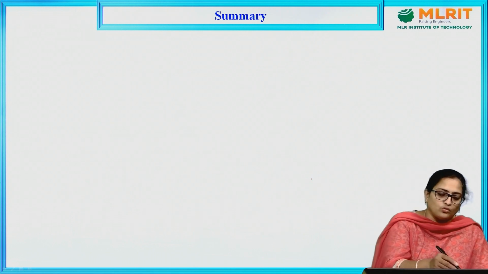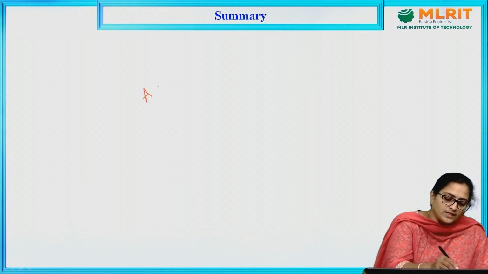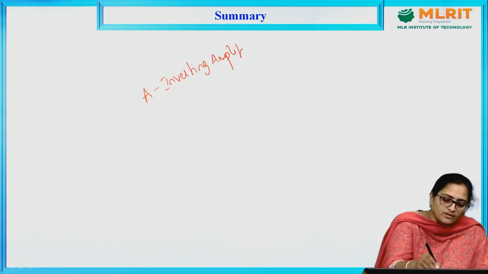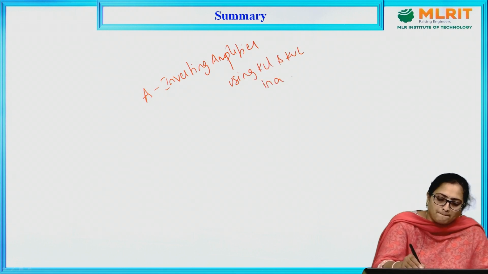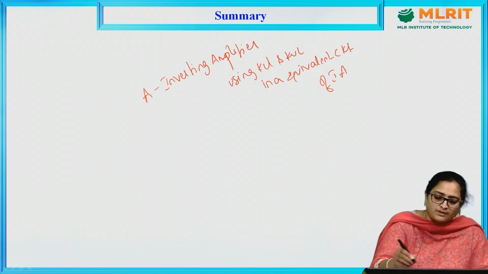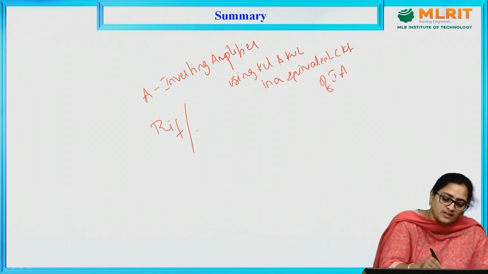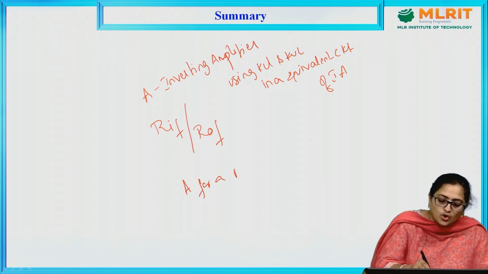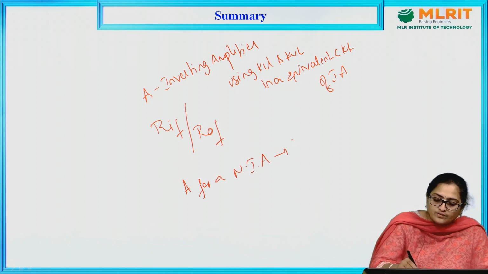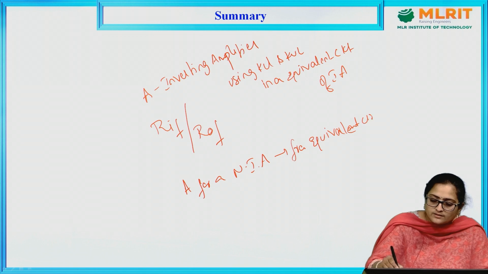So, today in this video, I have discussed the gain of an inverting amplifier, how to determine the gain of an inverting amplifier using KCL and KVL in an equivalent circuit of an inverting amplifier, and also determine the input resistance and output resistance of an inverting amplifier, and determine the gain for a non-inverting amplifier from the equivalent circuit of a non-inverting amplifier. Thank you.